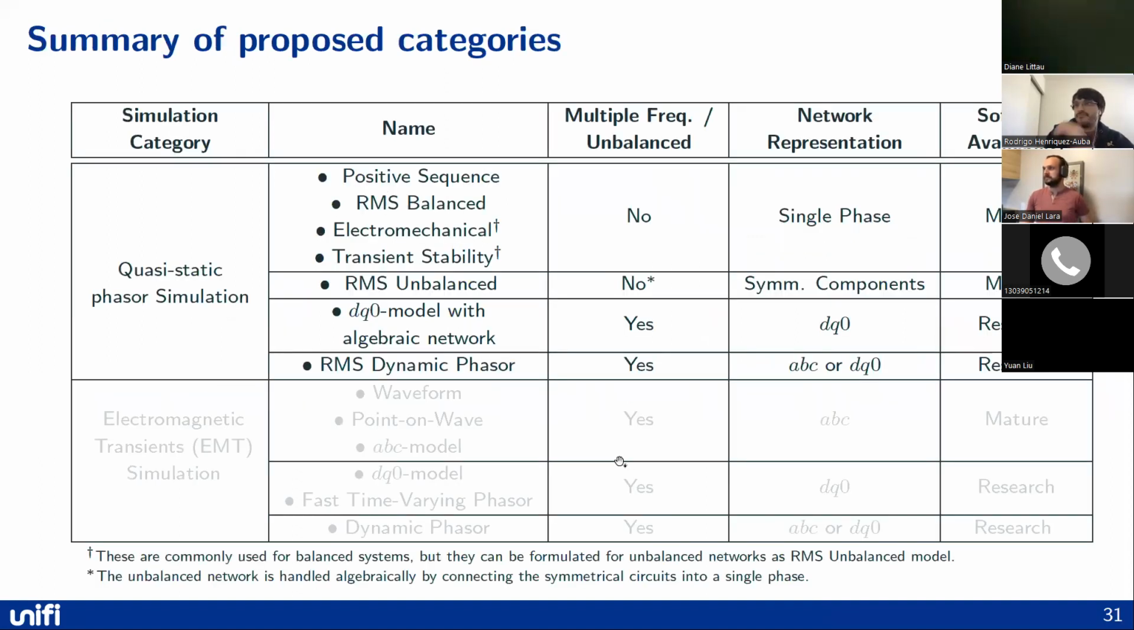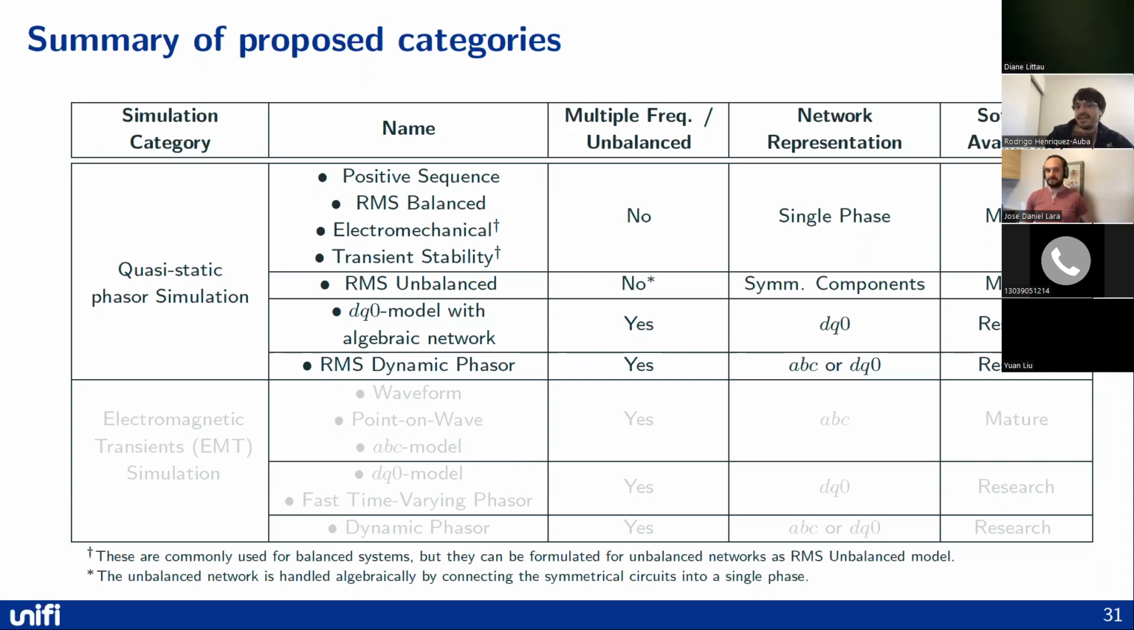So first, in the classification, I want to talk about positive sequence simulation. This is by far the most popular approach used for running these simulations. The key assumption, as I mentioned, is that the network has to be balanced, if only the positive sequence is modeled. In the literature, you can find it called RMS balanced, electromechanical simulation, or transient stability simulation. These last two names don't necessarily imply that the network is balanced, but they are commonly used like that. And the simulation tools available here are pretty well developed.